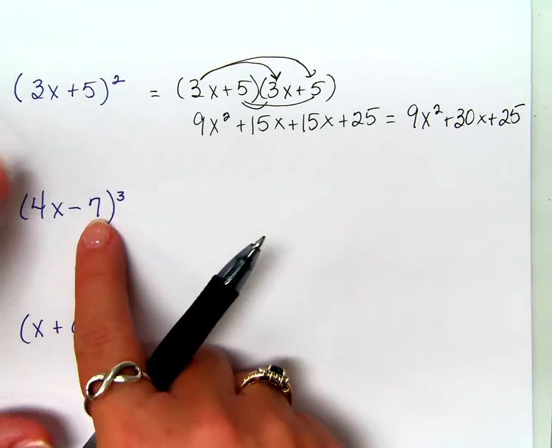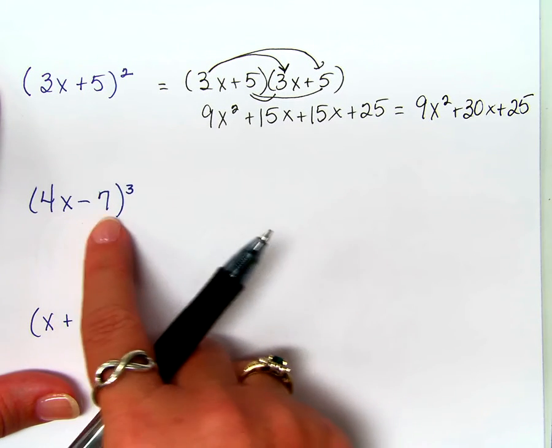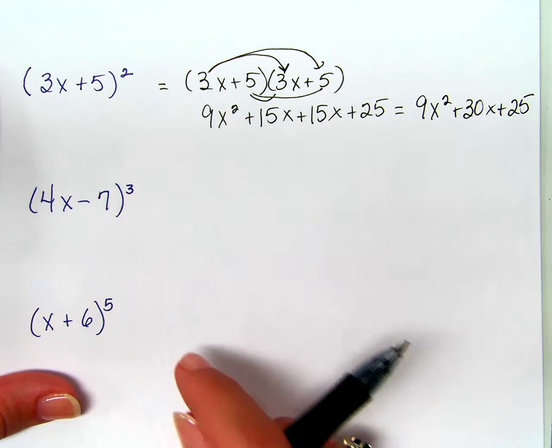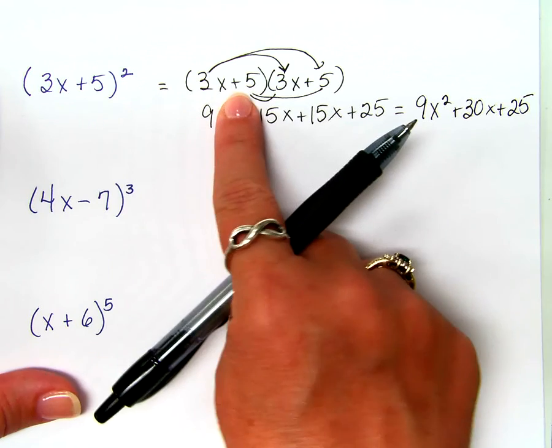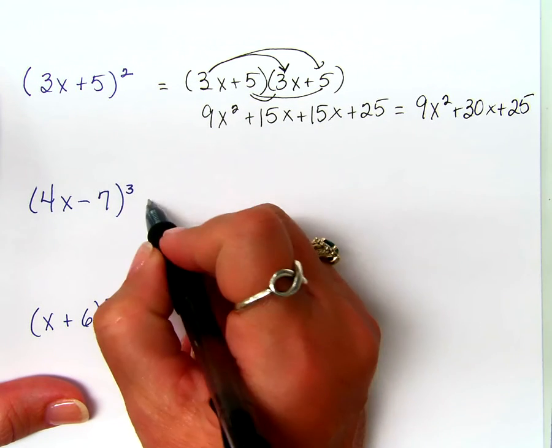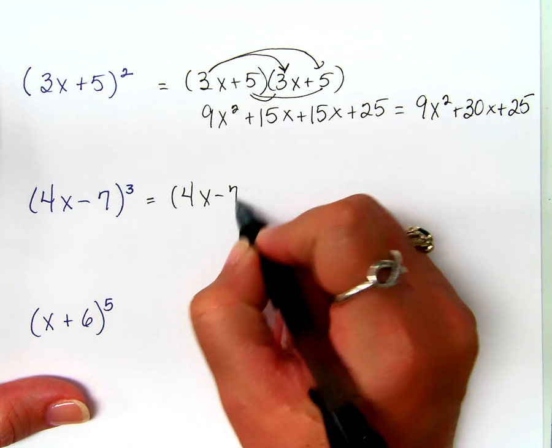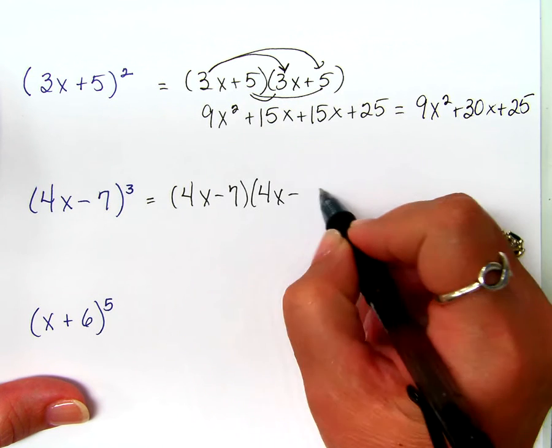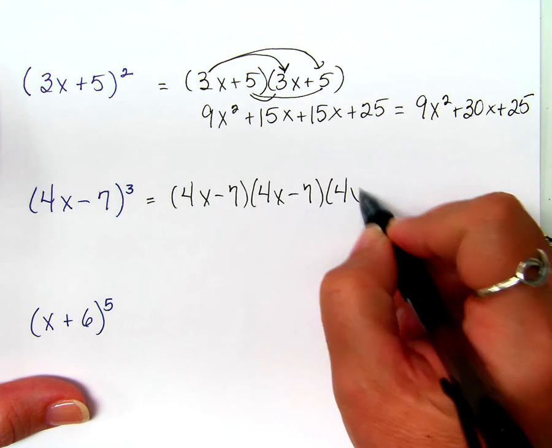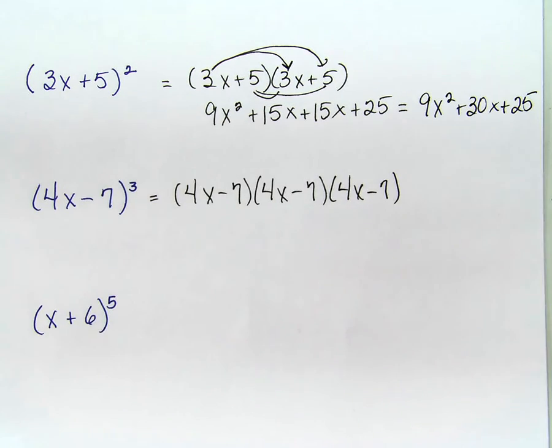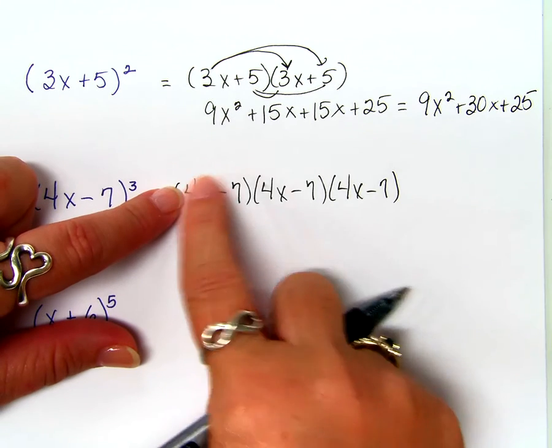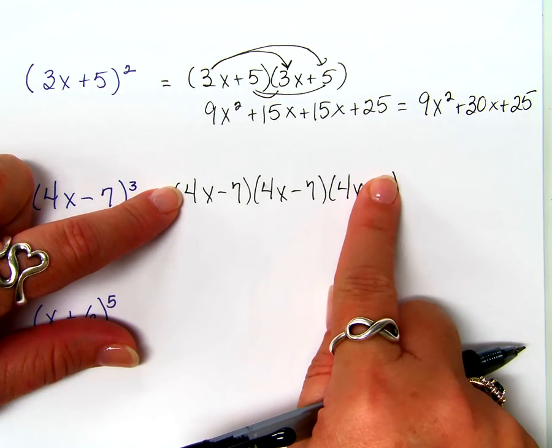Okay? So what does this one mean? 4x minus 7 cubed. If it's squared, it means I write it times itself. If it's cubed, it means I write it 3 times. 4x minus 7 times 4x minus 7 times 4x minus 7. Now, a lot of people get confused here and they want to distribute here and here and here and here.